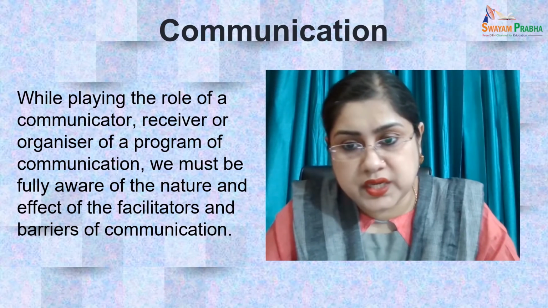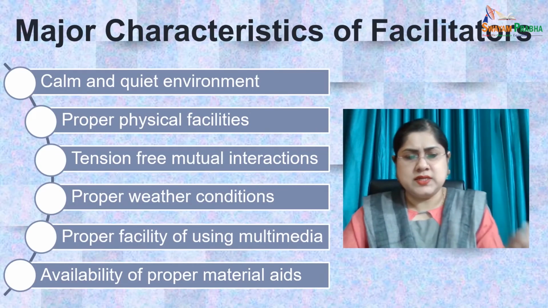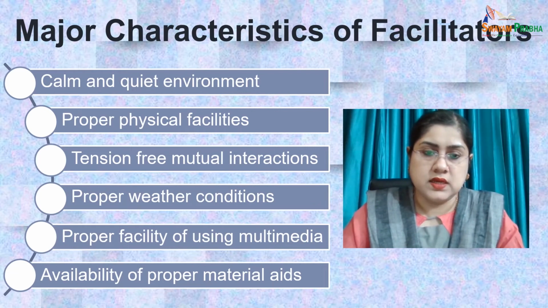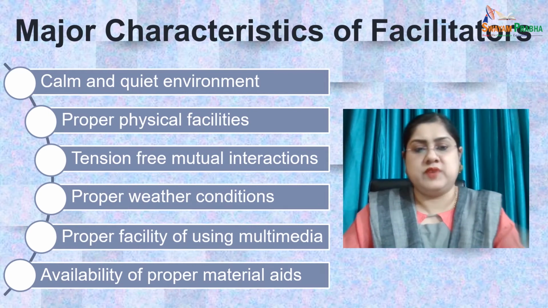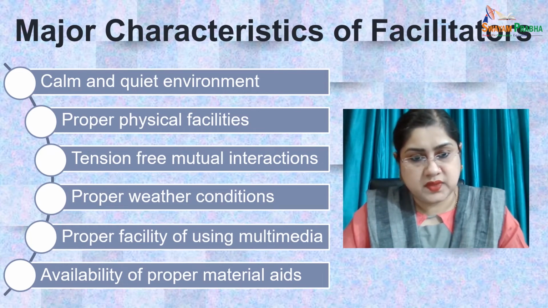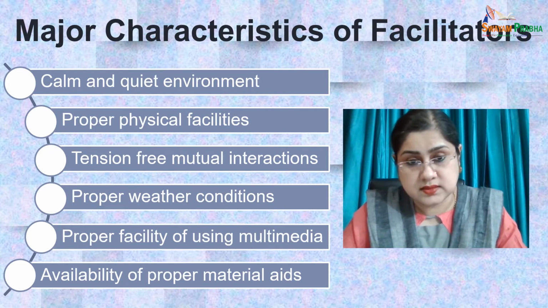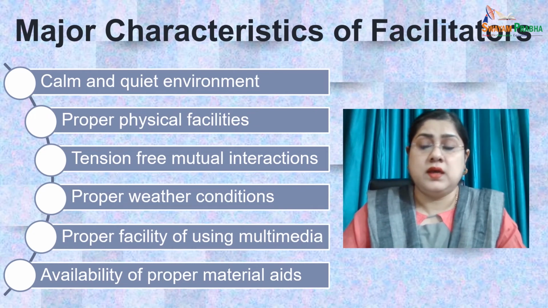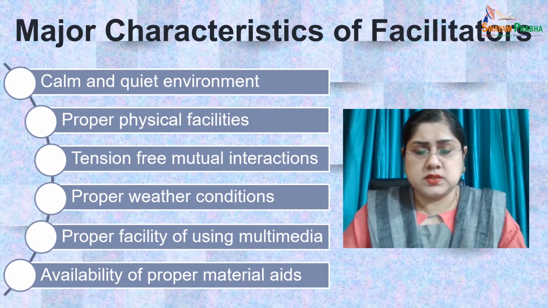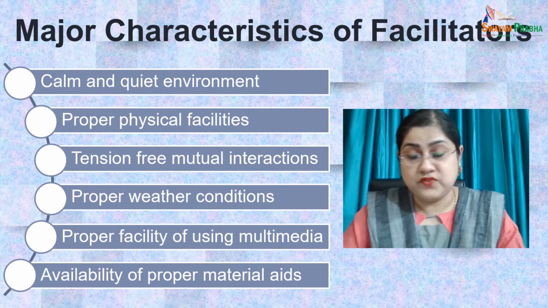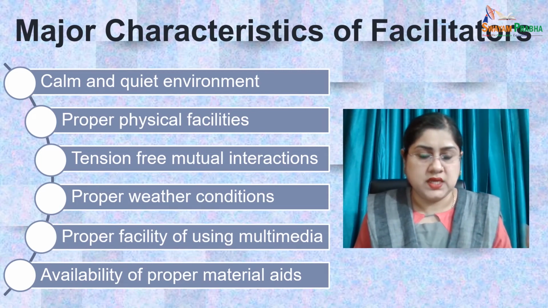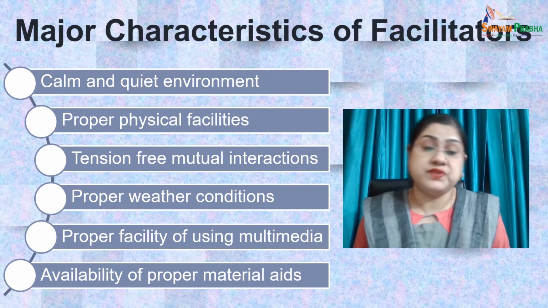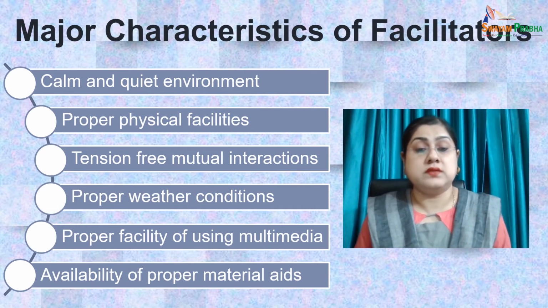Let us try to just chalk out a few of those facilitators which are very much helpful for the process of communication. So the first can be, like we have just discussed, calm and quiet environment, then proper physical facilities. Physical facilities can be like if the equipment is properly provided, there are all those situations which are very much required for the proper communication. Those come under the edges of physical facilities. So they all should be very much proper. Then there should be no tension or stress. So tension-free mutual interaction is again one sort of facilitator.